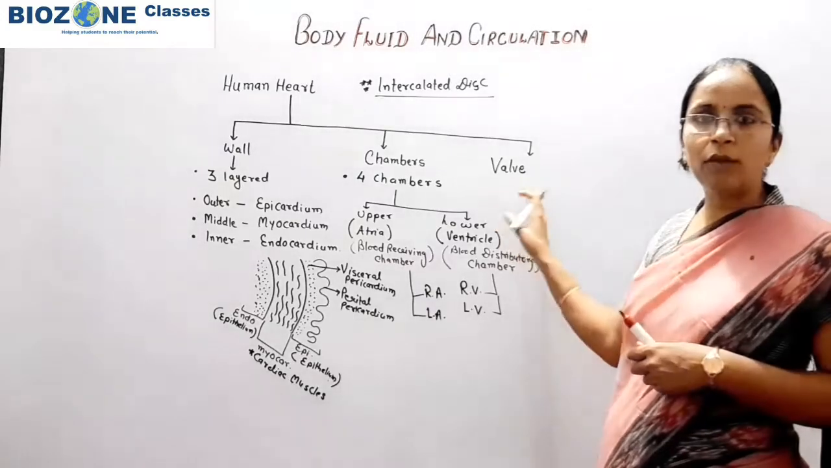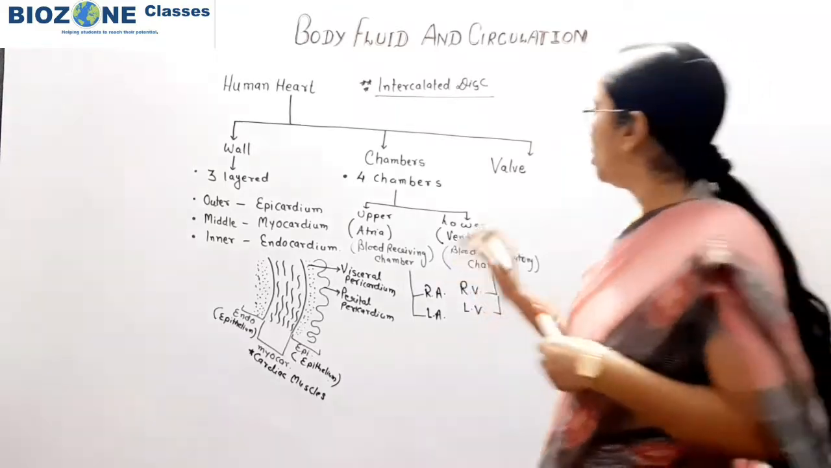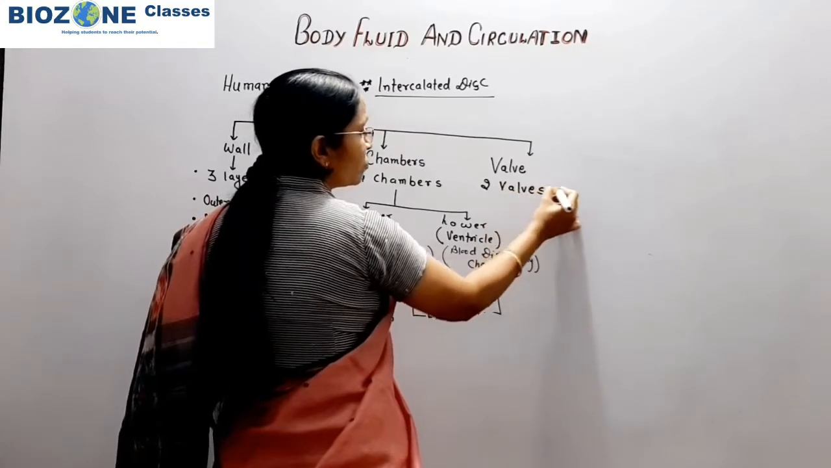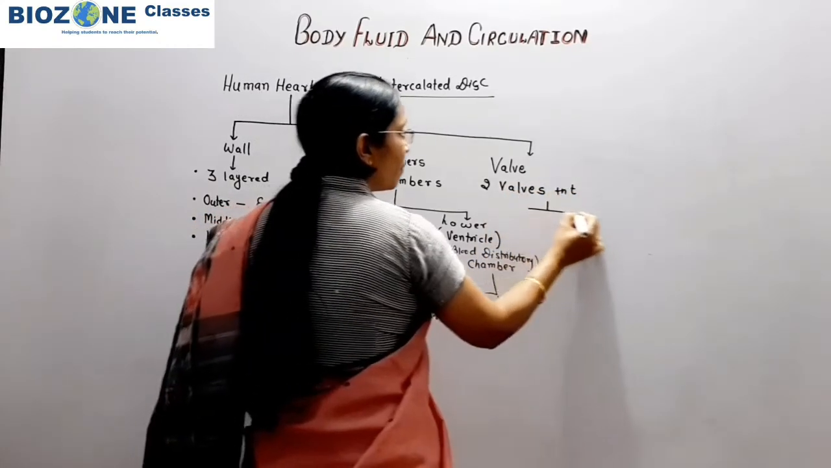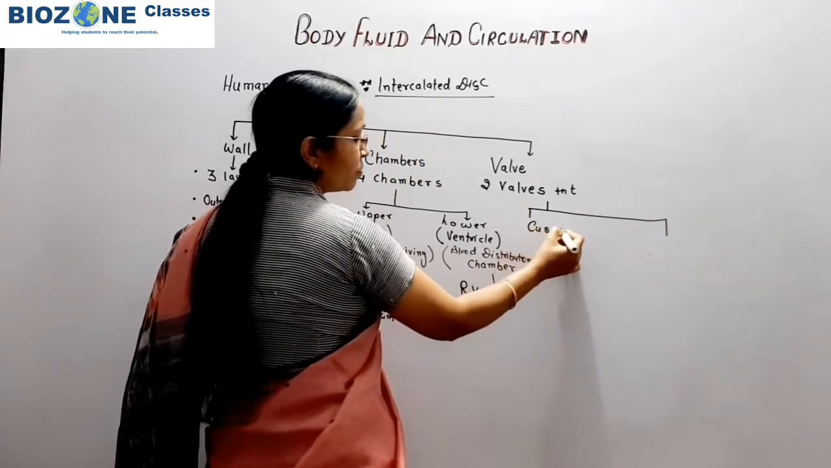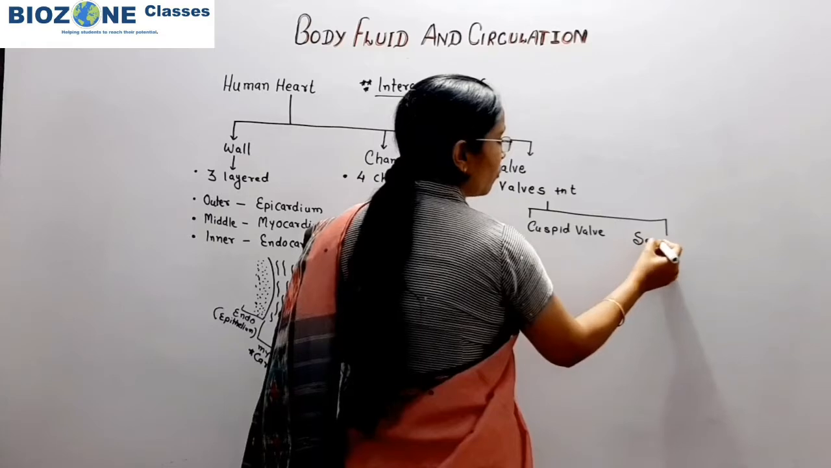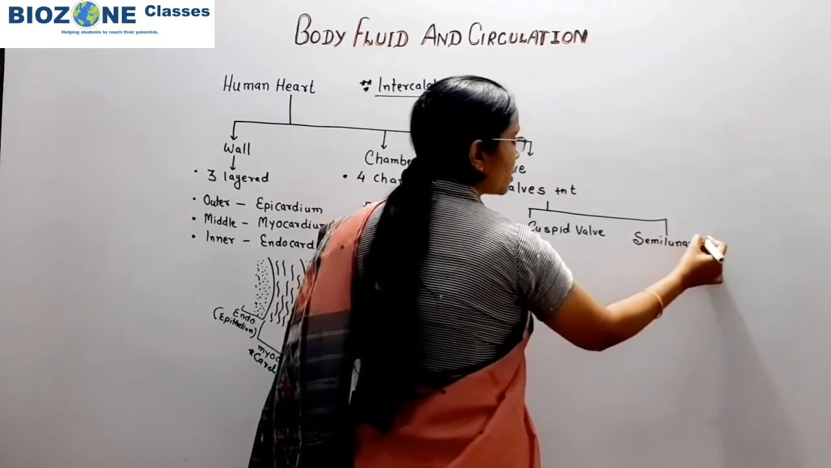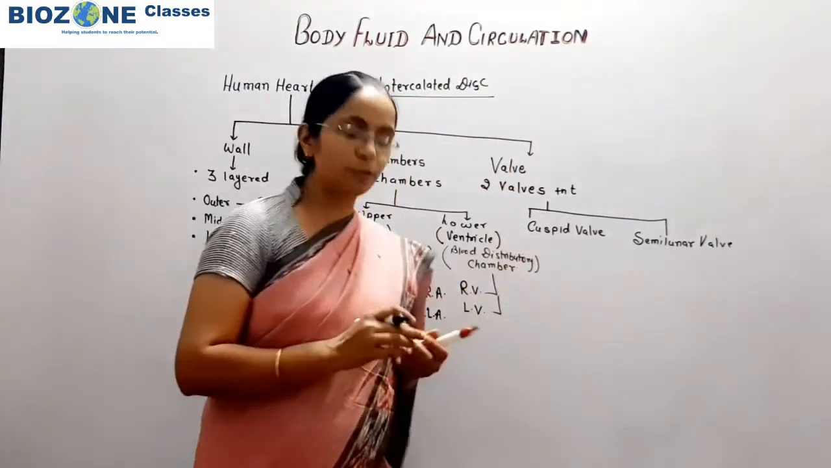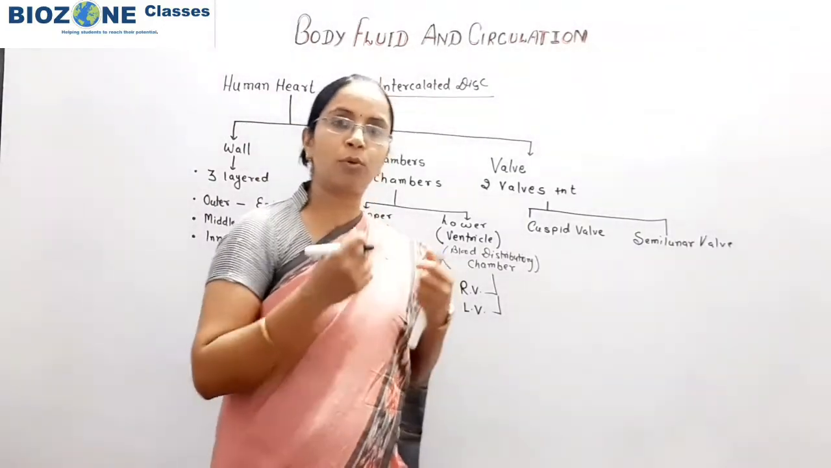Now we come towards the valves. Valve you remember, the main function of a valve is to prevent the backflow, and broadly 2 types of valves are present: cuspid valve and semi-lunar valve. These you have to remember. Now where these valves are located, this is the most important. So valves are responsible mainly for preventing backflow, and what is the exact position of these valves? This is the most important part.